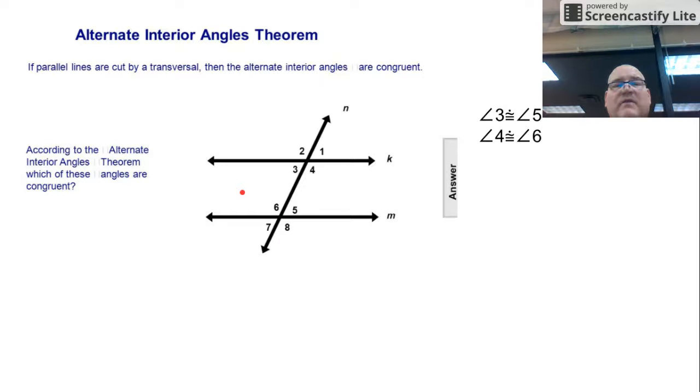Here is the official theorem. If parallel lines are cut by a transversal, then the alternate interior angles are congruent. According to the alternate interior angles theorem, 3 would be congruent to 5, and 4 would be congruent to 6. Remember, for alternate interior angles, you're looking at a Z shape.